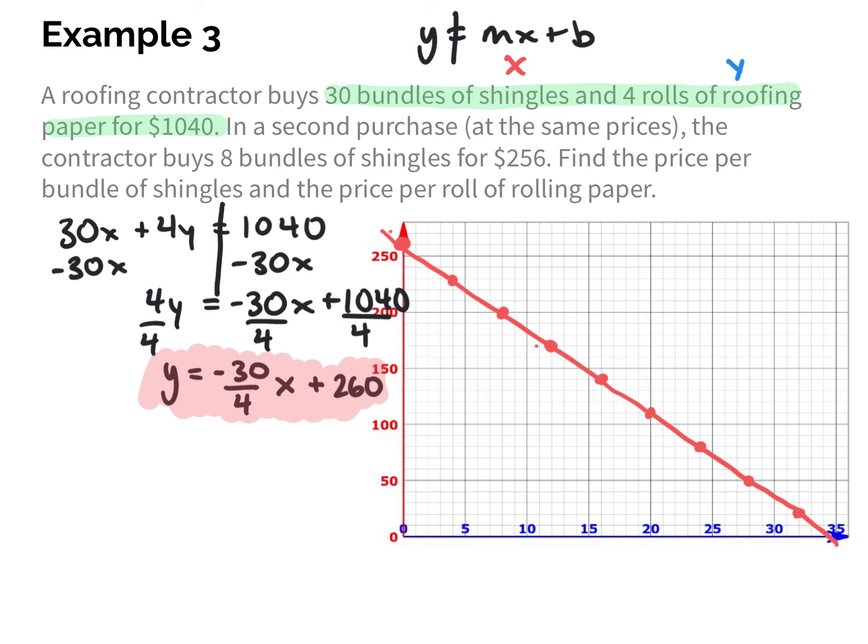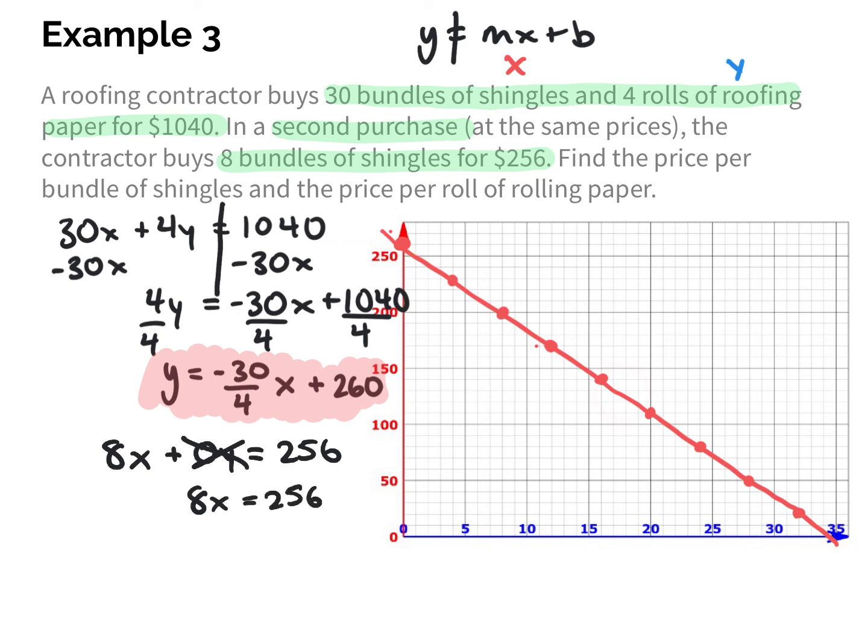Now my second equation comes from the second sentence. The second sentence says in a second purchase, he buys 8 bundles for that. Now notice in the second one, he does not buy any rolls of paper, so just bundles. Now remember, bundles we labeled as x. So I would write this just like I did before. Instead of 30x it's 8x, there is no rolling paper, so I'll say 0y equals 256. Now I don't really have to write 0y, but what I would get in the end is 8x equals 256.